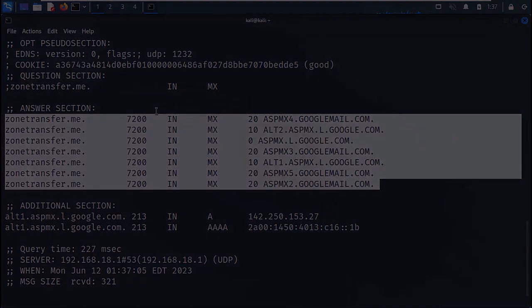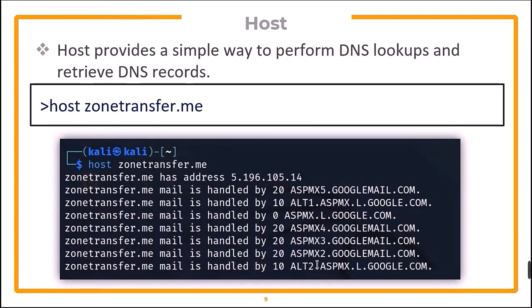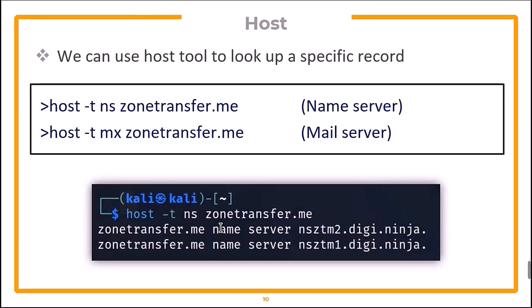The second tool is the host tool, which is the simplest DNS enumeration tool. Host provides a simple way to perform DNS lookups and retrieve DNS records. Just use the command host zonetransfer.me and we get the records. Similarly, we can use the host tool to look up a specific record. Just use the command host -t to specify the type and then specify the domain.